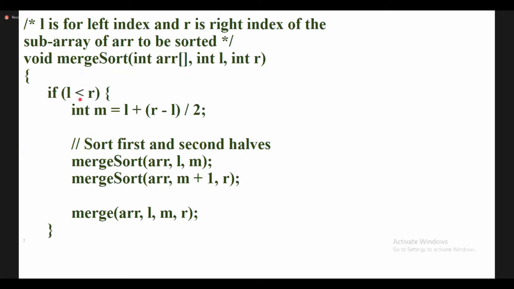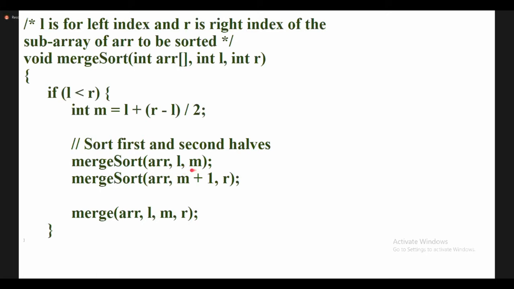Here three statements are there. In the algorithm, if L is less than R, the first step is to calculate the midpoint. M is equal to L plus R minus 1 by 2. Okay. Next one, merge sort array, comma L, comma M.